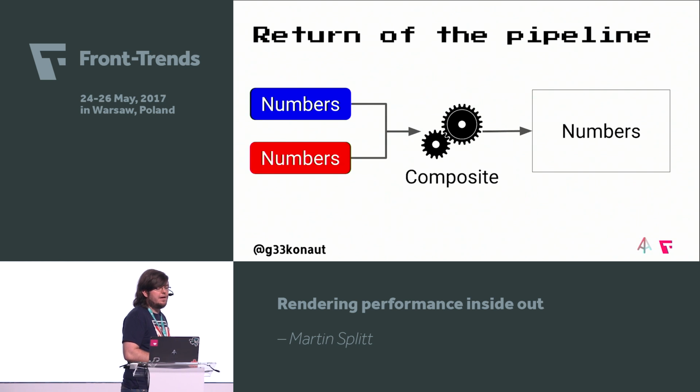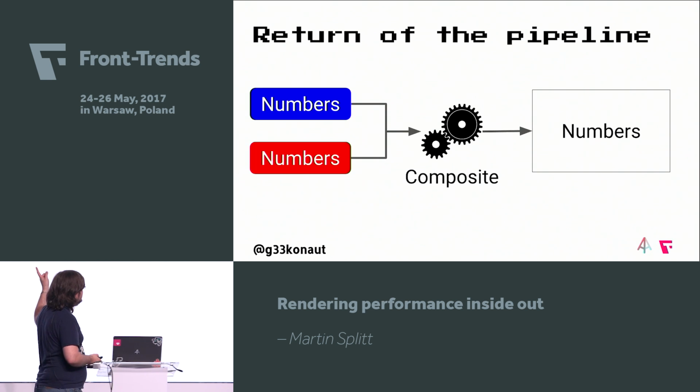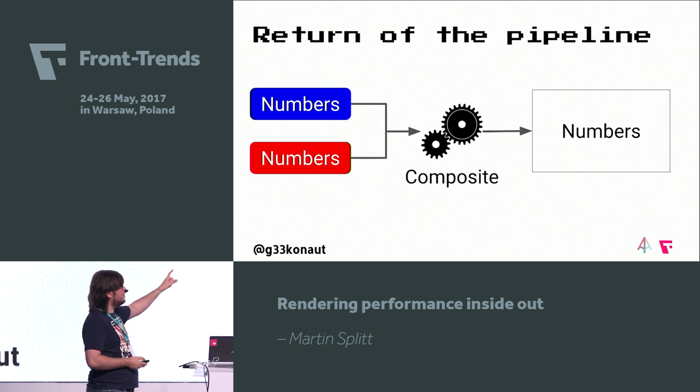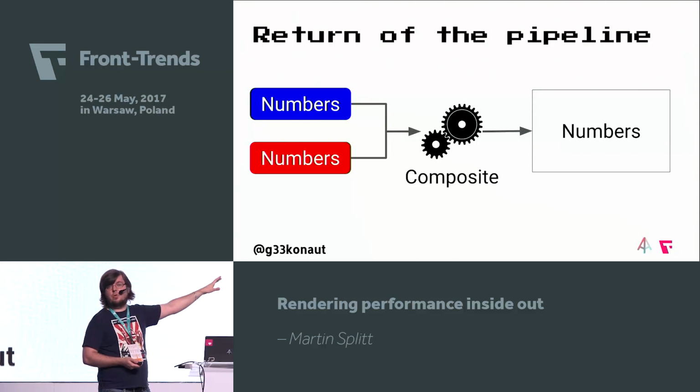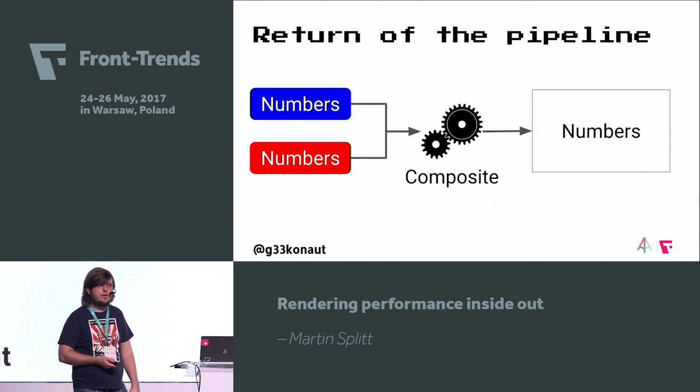So now we have all the terminology together. We have a bunch of numbers, and then we have this composite function, and then more numbers come out. And these numbers show up as colors on your screen. Is that better than before? No? Yes? Maybe? I like chocolate? I don't know.